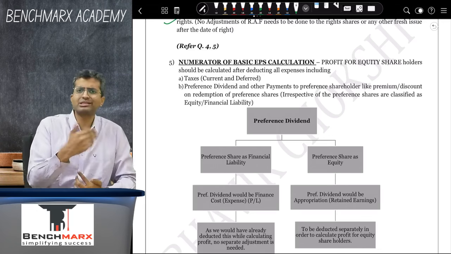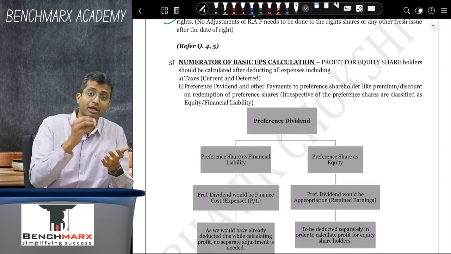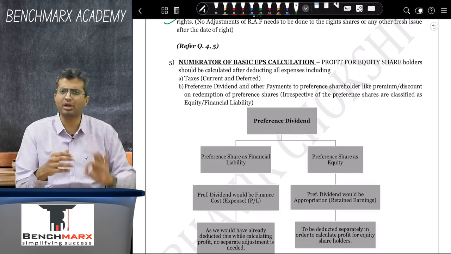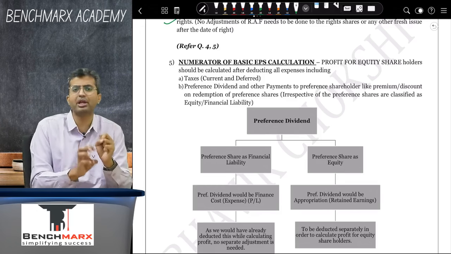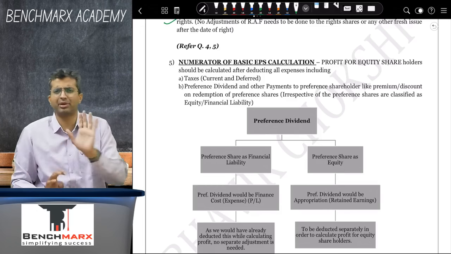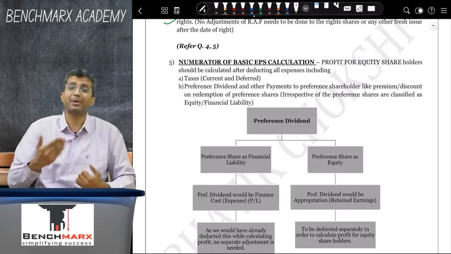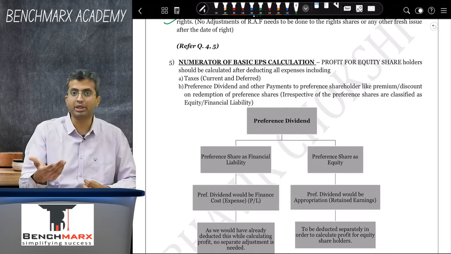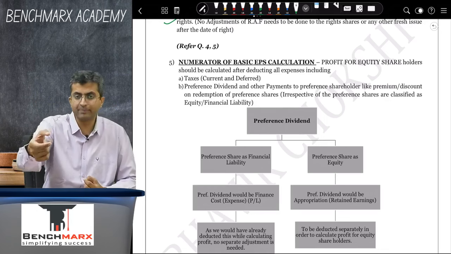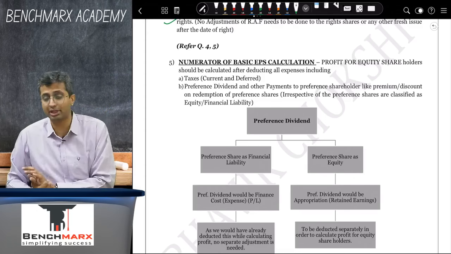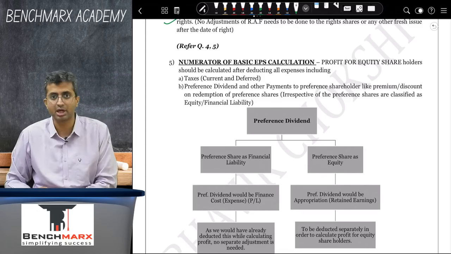If preference shares are in the nature of liability, then the preference dividend paid to them will be like interest and will be considered a part of finance cost, and hence the net profit that you see will already be after deducting preference dividend, and you don't have to make any other adjustment. However, if the preference shares are in the nature of equity, then the dividend paid to them will be in the nature of an appropriation, and hence it would have been subtracted from the retained earnings. It would not be a part of finance cost.